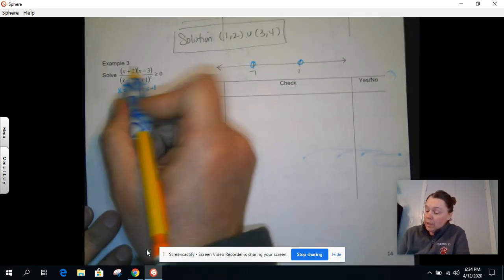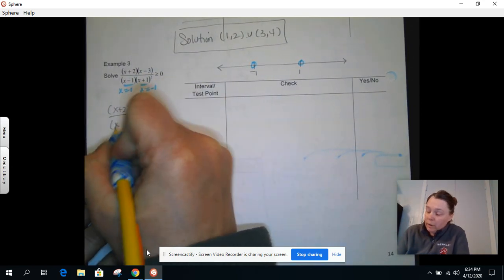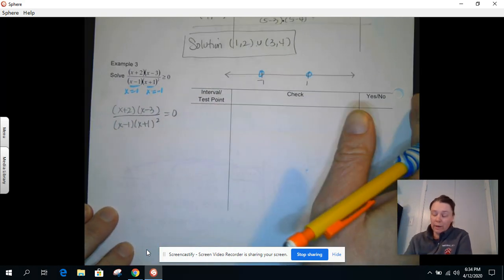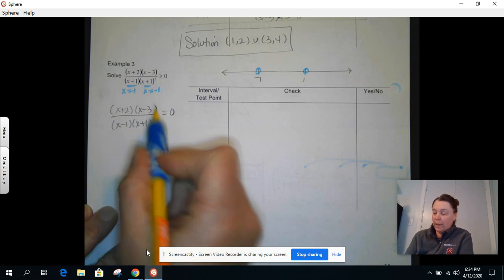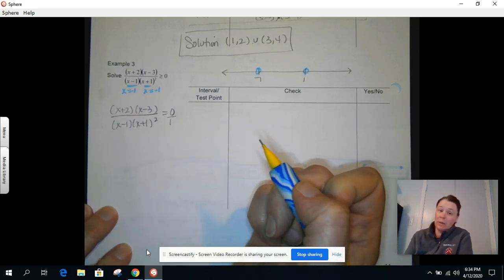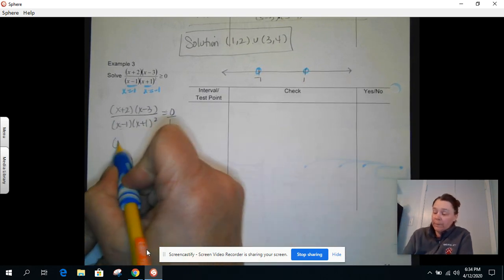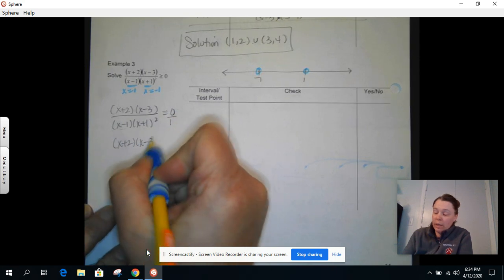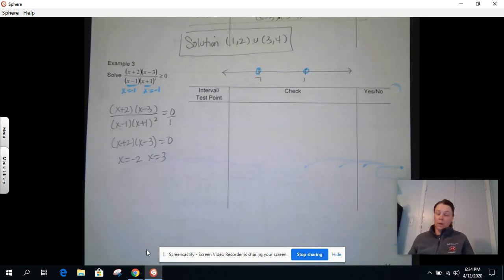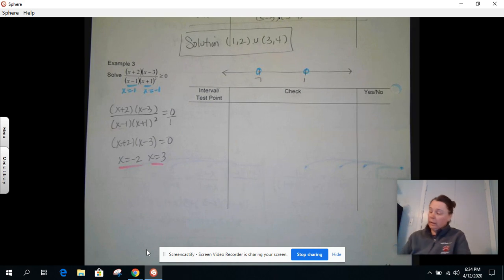Then I'm going to solve this as though it were an equation. Some of these with the zeros are kind of easier to figure out than others. You just want to know what makes this equal 0. But just to be consistent, we can always set up an equation and solve it. I can cross multiply here and I'd have (x + 2)(x - 3) = 0. So my solutions would be -2 and 3. Then these go on my number line.